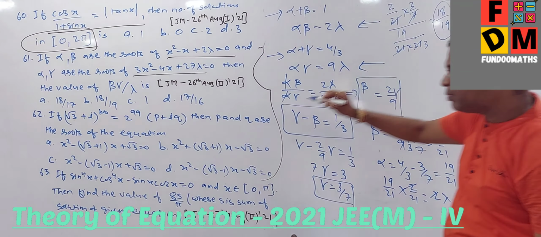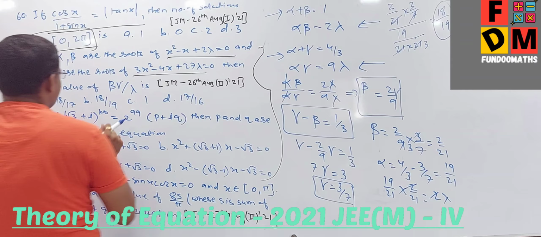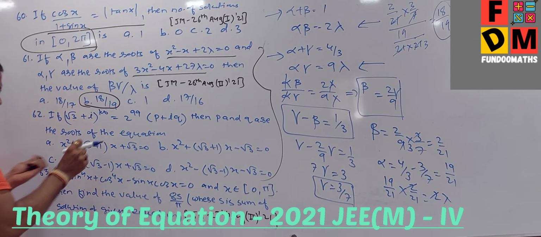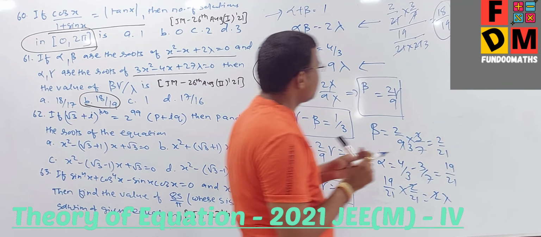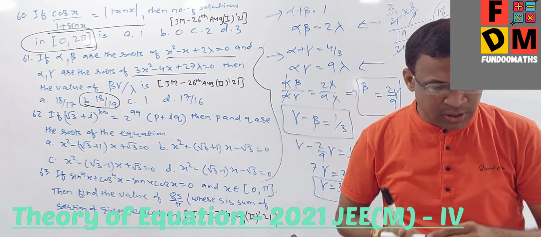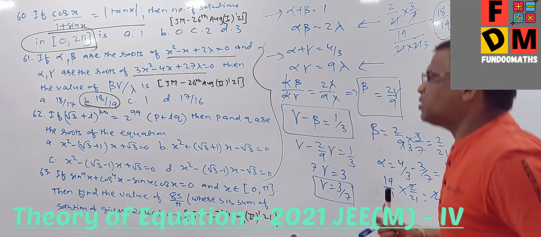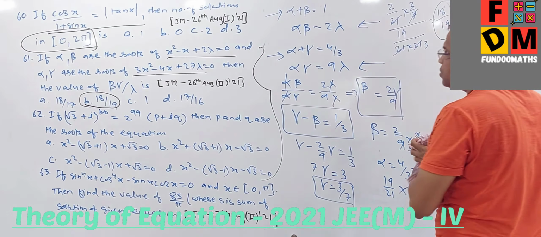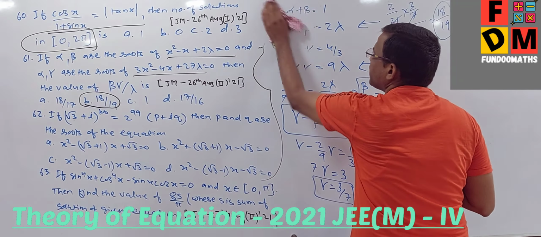Do we have option 18 upon 19? So this is the answer we got, 18 upon 19. Fine, so that is the answer. It's again a repeating question. I told it, so I don't think there is much to explain again. It's a very simple question. You just need to play with the numbers.